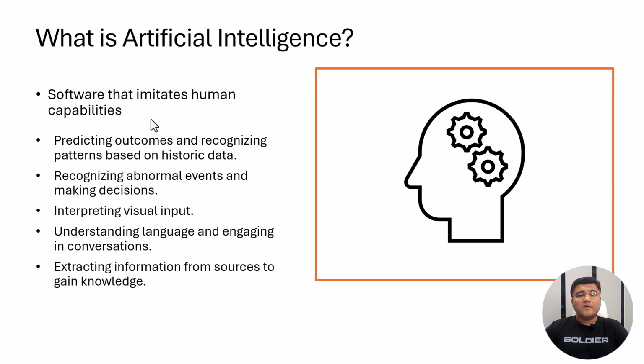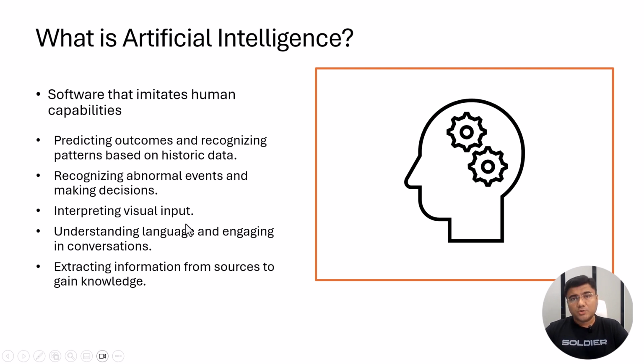Now, some of the capabilities I want to highlight: it can predict outcomes and recognize patterns based on historical data. Remember, we are talking about historical data. It's important that AI is always based on true historical facts associated with it. It can also recognize abnormal events and make decisions. It can also help you interpret visual input.